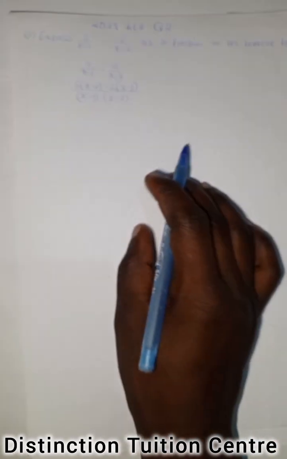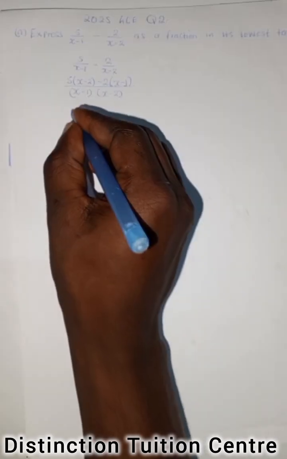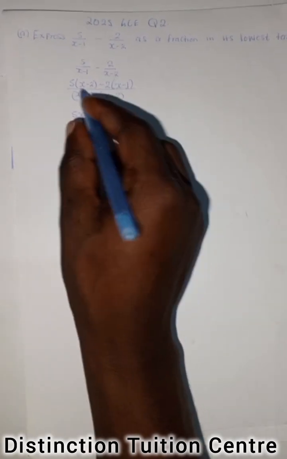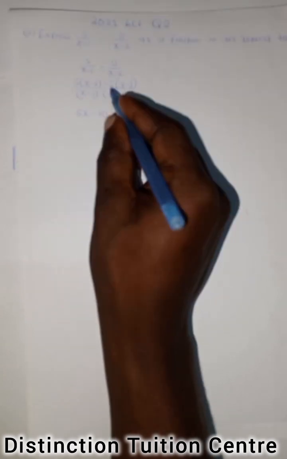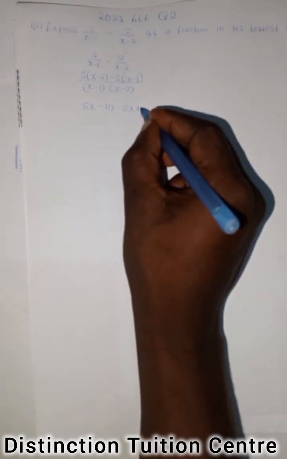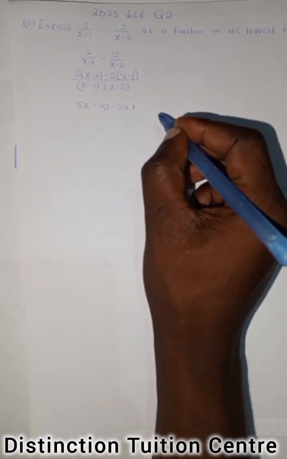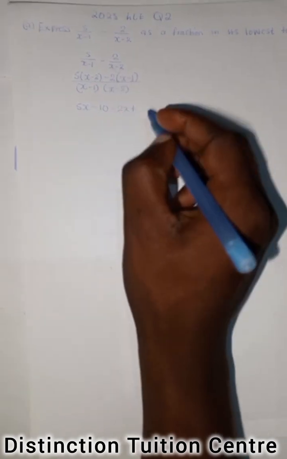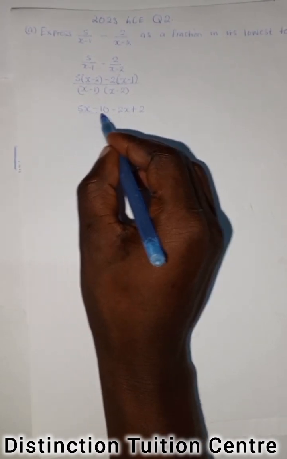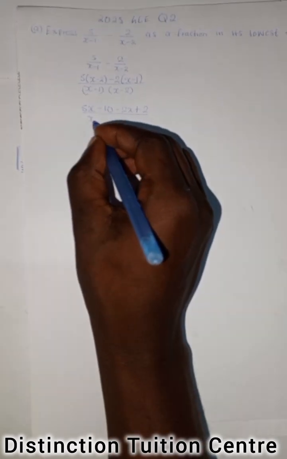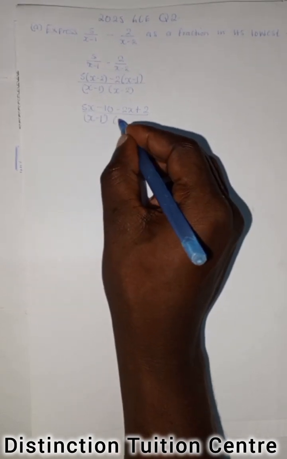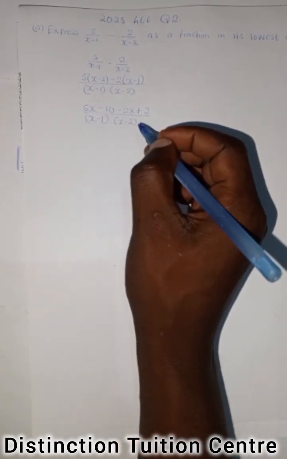After this, we can go ahead and expand this. So that will give us 5x. And here you get negative 10. This is negative 2x. Negative and negative will get positive. Okay. And then 2 and 1, you get your 2. Just like that. Remember, this is over x minus 1 and x minus 2.